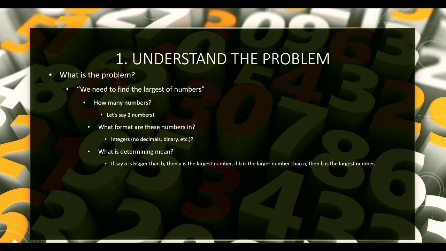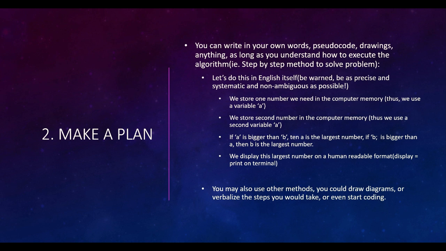So now that we understand the problem, we can look at making a plan. It can be anything. You can write in your own words in English, in your own language, pseudocode, drawings, cryptic binary code, anything as long as you understand how to execute the algorithm. That is the step-by-step manner in which we try to solve the problem.